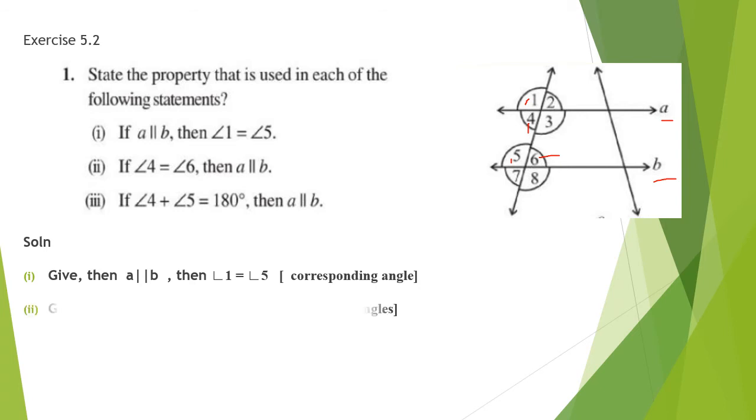Then the second answer: alternate interior angles. 4 and 6 are interior angles and also they are alternate interior angles. So the second point we have learned is that alternate interior angles are equal. That's why we can say angle 4 is equal to angle 6. We can also say angle 3 is equal to angle 5. Why? It is also an alternate interior angle.